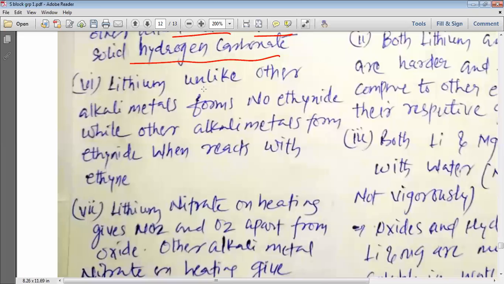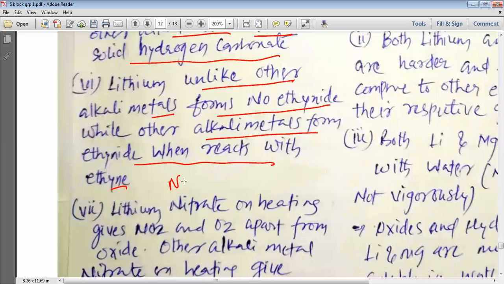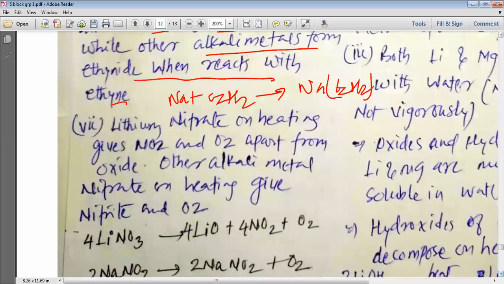Lithium, unlike other alkali metals, forms no ethynide ion. That means lithium does not react with ethyne to produce ethynide, while the other alkali metals form ethynide when they react with ethyne. Suppose sodium reacts with ethyne, C2H2, it will form NaC2H. This kind of sodium ethynide is formed, which lithium cannot form.